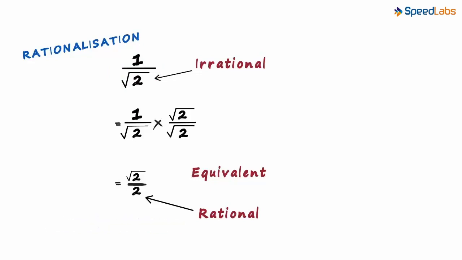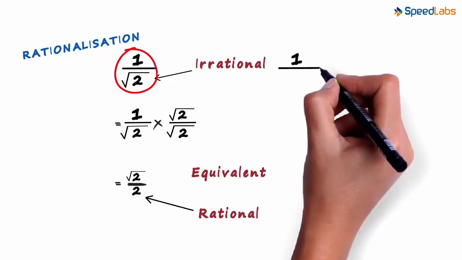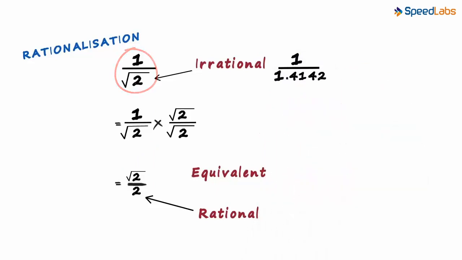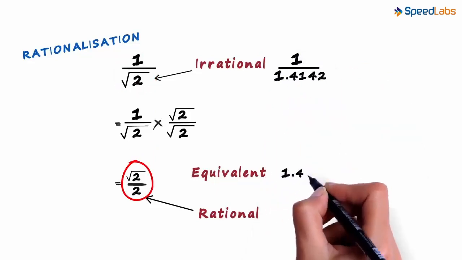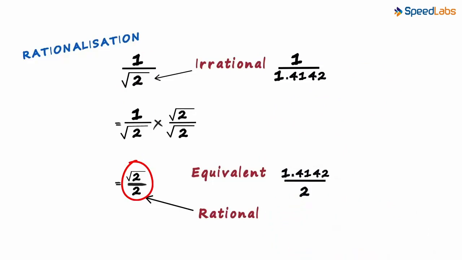But one practical reason would be that it is easier to divide root 2 by 2 than it is to divide 1 by root 2. Think about it. What would you prefer to solve? 1 by 1.4142 or 1.4142 divided by 2?